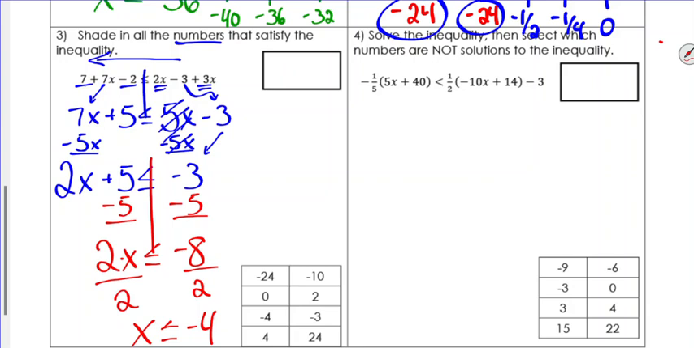We don't need to flip the sign. That's positive 2, that's positive 2. We don't care that this is a negative 8. It's only if we multiply or divide on both sides by a negative number. So x is less than or equal to negative 4.